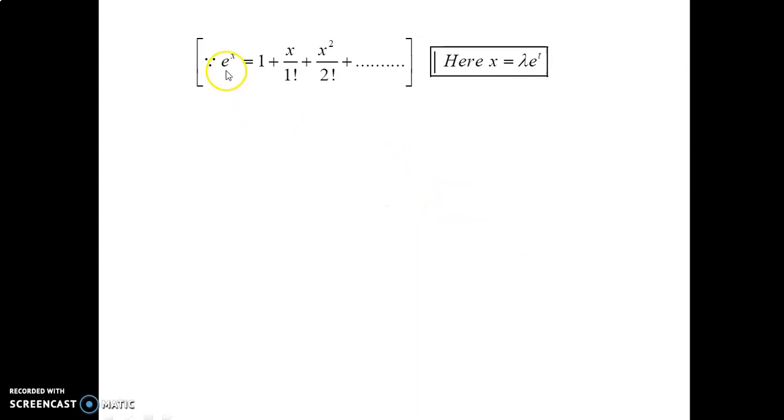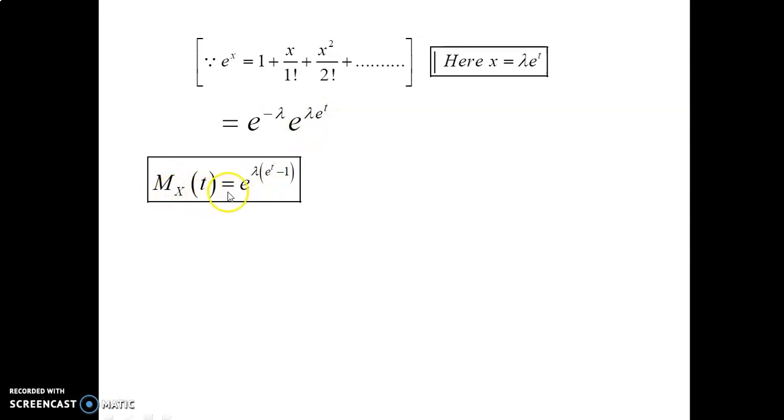This form is the e power x form. So e power x is equal to 1 plus x by 1 factorial plus x square by 2 factorial plus etc. Here x is equal to lambda into e power t. So e power minus lambda into e power (lambda e power t). Since the bases are equal, powers are added, we get Mx of t equal to e power lambda, taking this outside, so e power lambda into (e power t minus 1). That is the moment generating function of Poisson distribution.